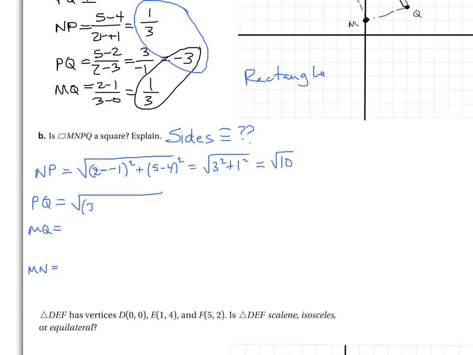Square root of (3 minus 2) squared plus (2 minus 5) squared, which is going to be 1 squared plus negative 3 squared. Negative 3 squared is 9, 1 squared is 1, 9 and 1 is 10. So I know I got two of them done. I'm halfway home.